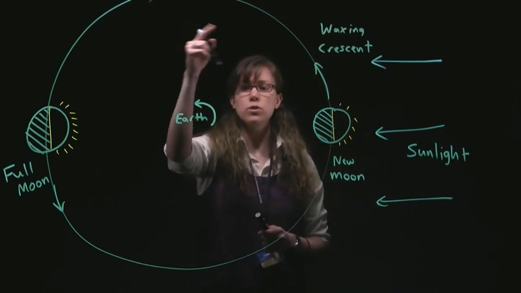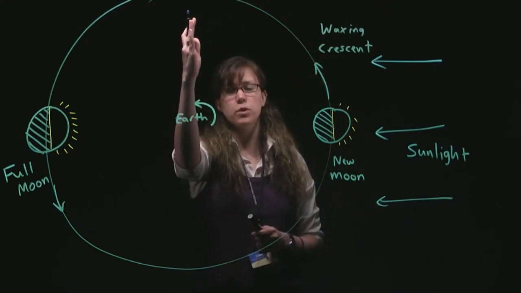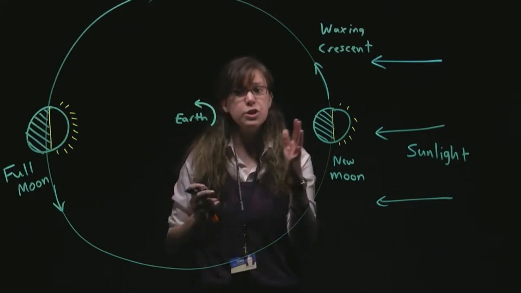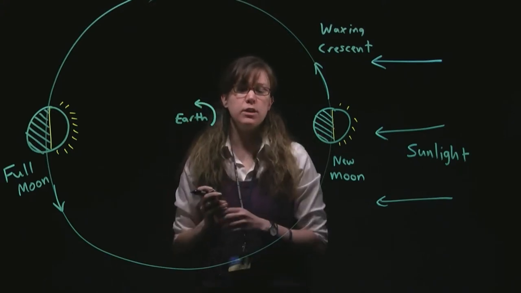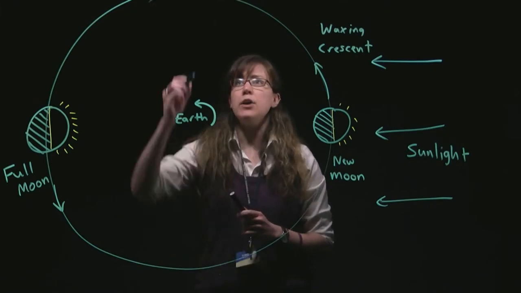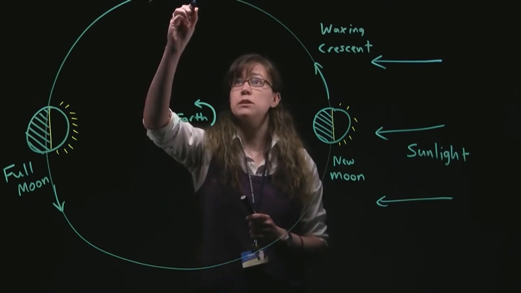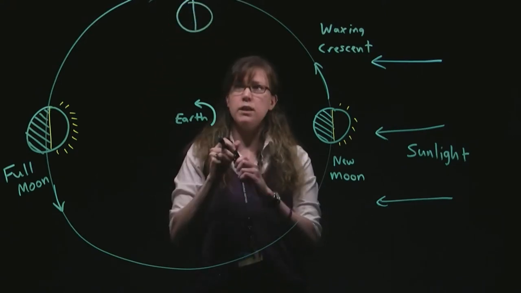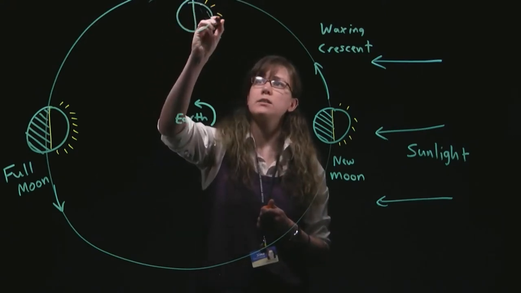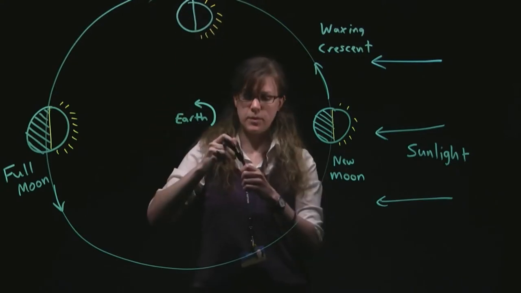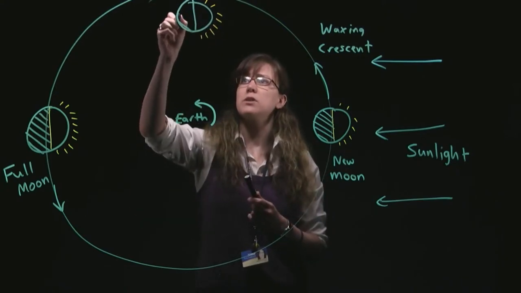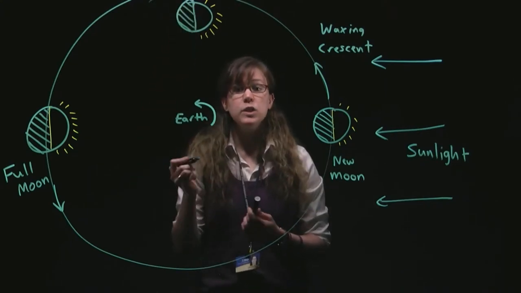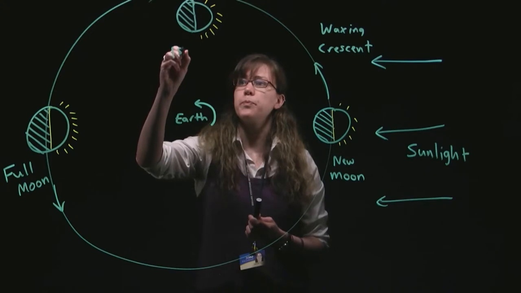This whole portion of the orbit, so one day, the next day, the next day, the next day, we're just getting a more and more filled in crescent moon. Now for the top here, and I'm going to have to make sure to draw it so we can see it, we have the side facing the sun lit up still. The side away from the sun is dark still. And this would be the first quarter moon.